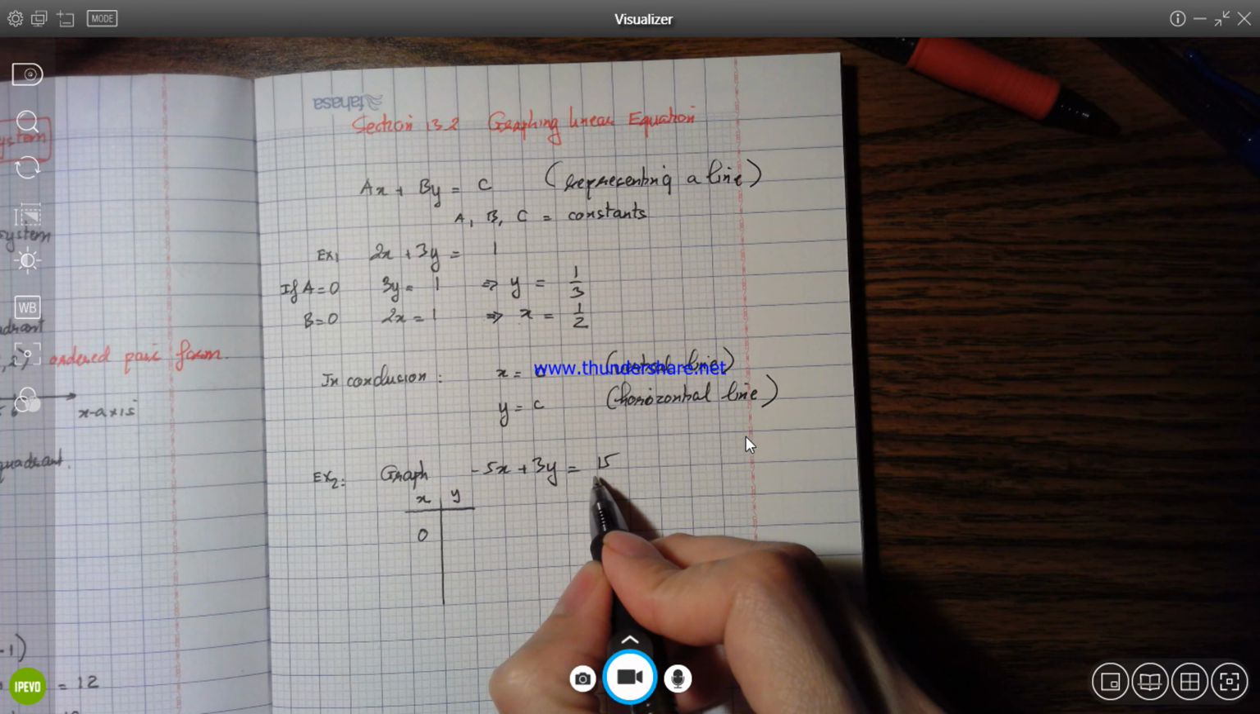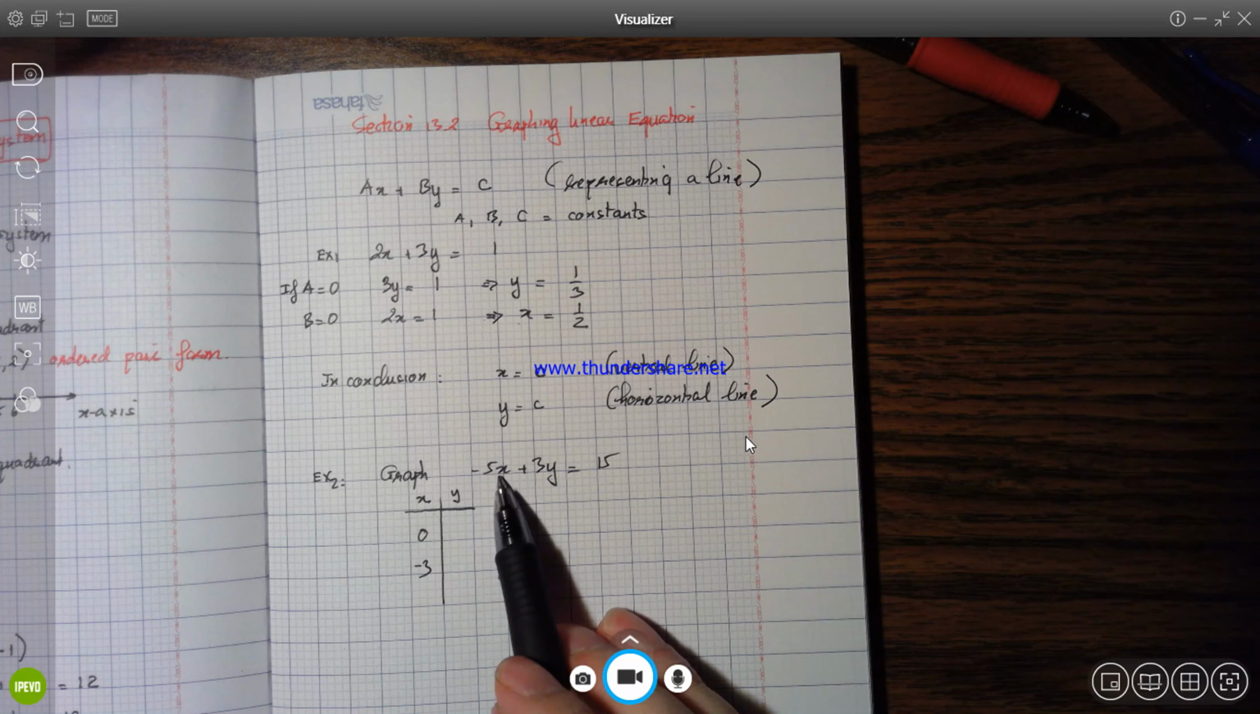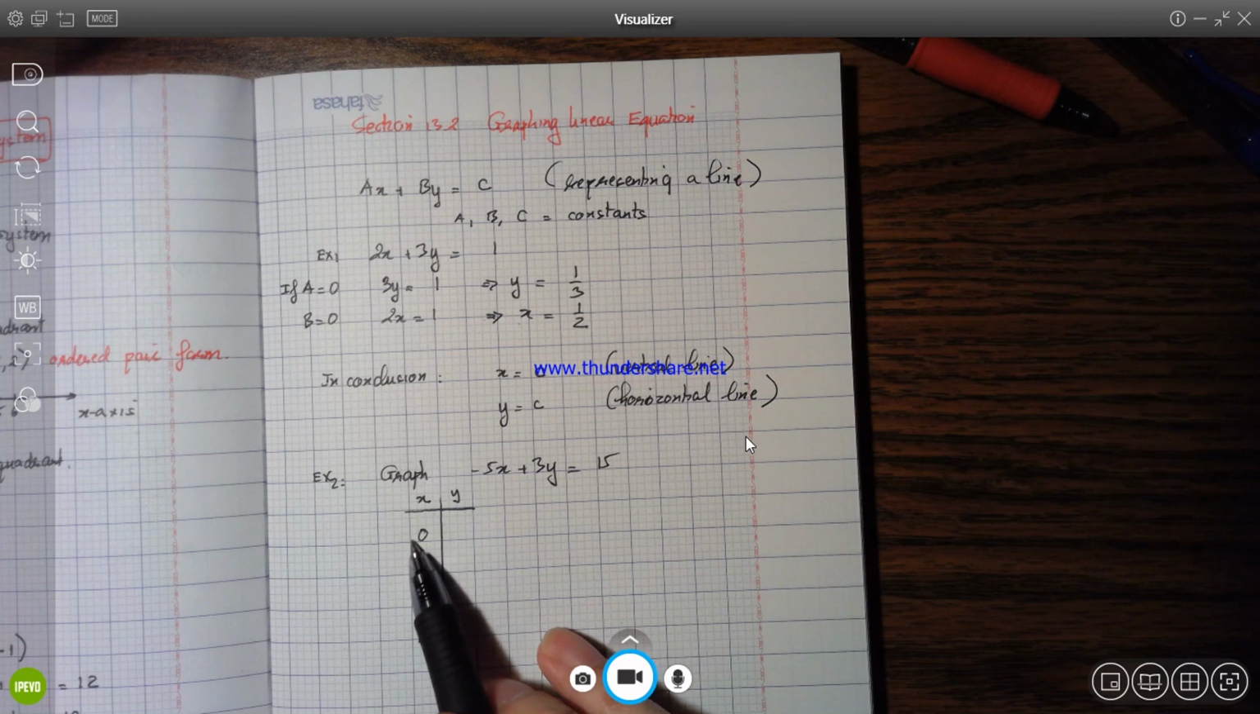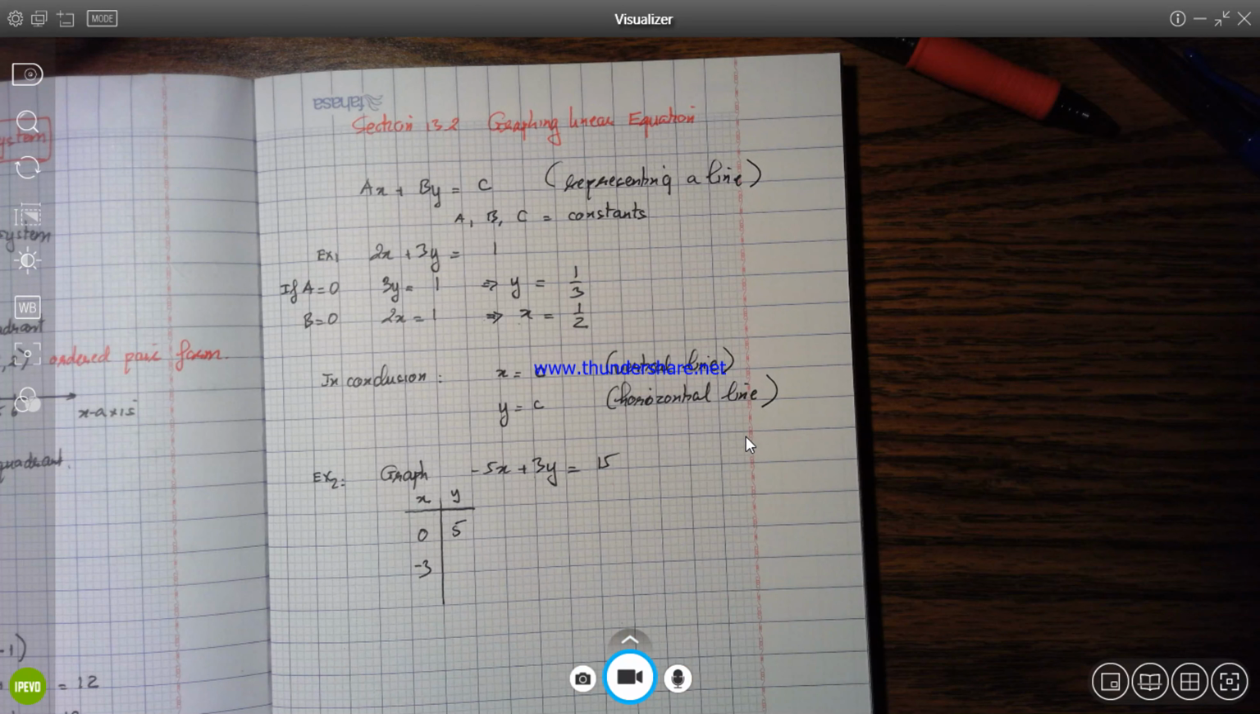If x is equal to 0, we plug it in. We already learned last time, in the previous video, to plug in 0. So 15 divided by 3 is fine. If I plug in -3, 15 turned out to be 0, right? Well, you have to pick wisely. Even though you're allowed to pick any number, sometimes you pick a number that's easier for you to calculate the y.